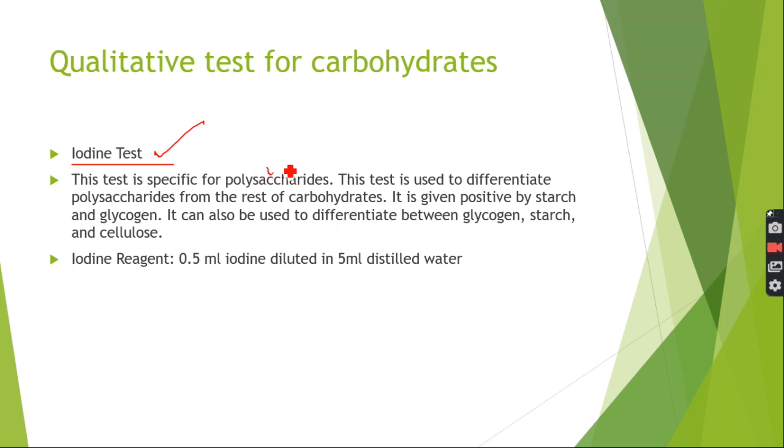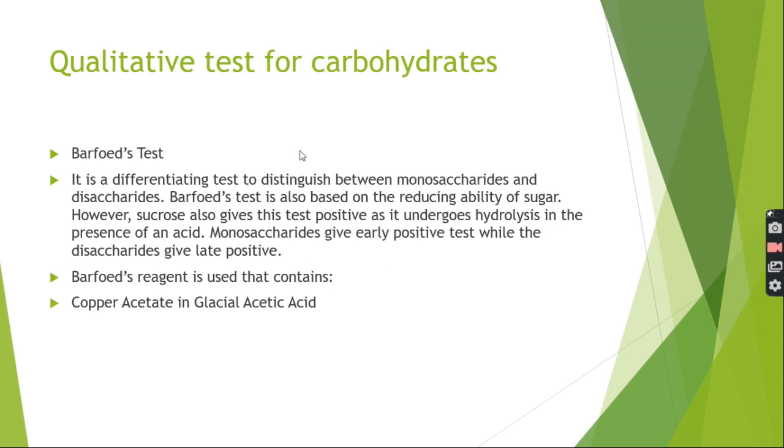This test is specific for polysaccharides, and in fact it is used to differentiate between polysaccharides and the remaining carbohydrates. Starch in this case gives a deep blue or blue-black color with the iodine. So if your Benedict's and Fehling's tests are negative, you do the iodine test. If you get a positive result, it means it's a polysaccharide. If you get a negative result, then it's a non-reducing sugar.